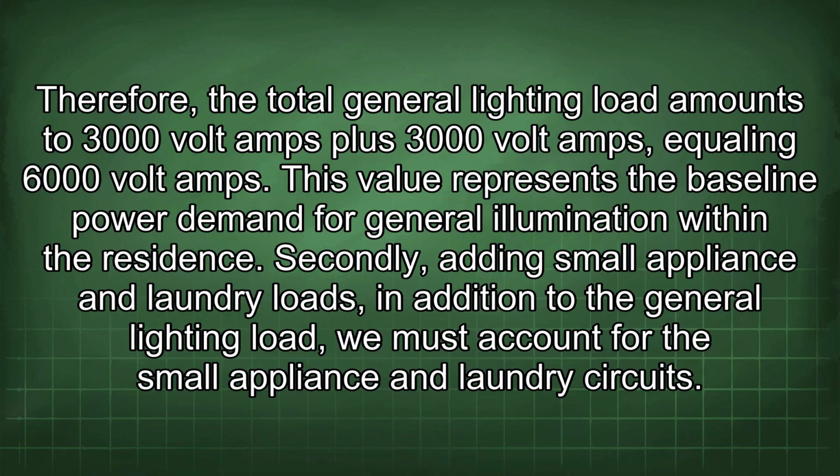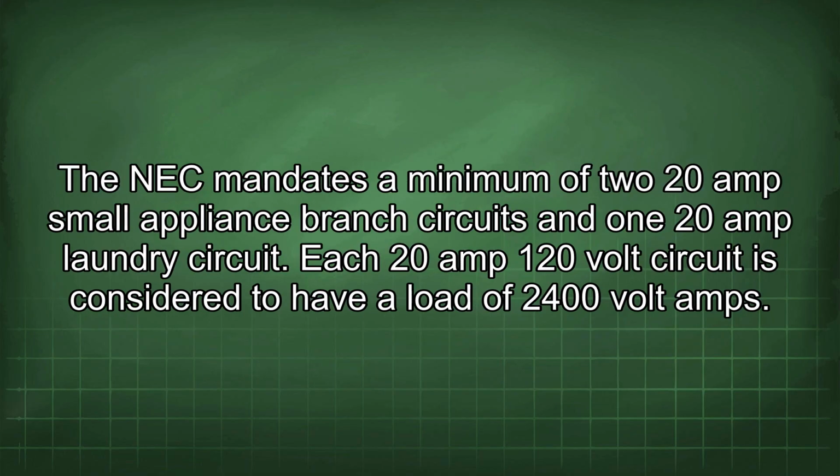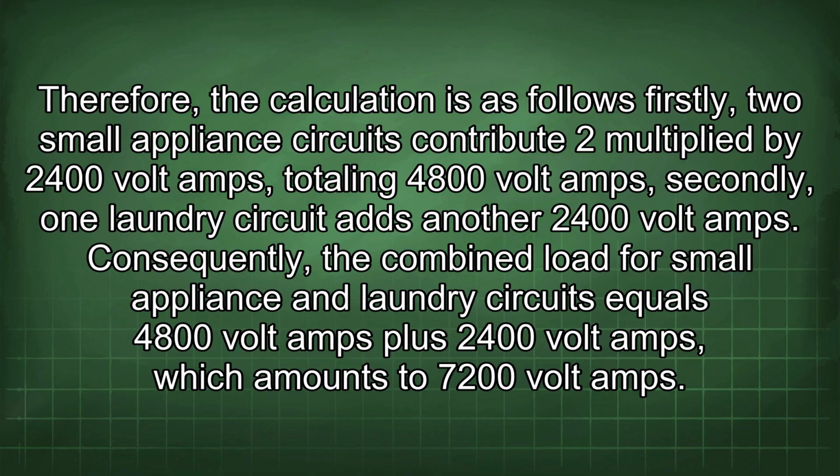Secondly, adding small appliance and laundry loads. In addition to the general lighting load, we must account for the small appliance and laundry circuits. The NEC mandates a minimum of 2 20-amp small appliance branch circuits and 1 20-amp laundry circuit. Each 20-amp 120-volt circuit is considered to have a load of 2400 volt amps. Therefore, the calculation is as follows.